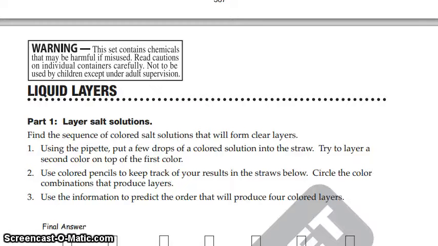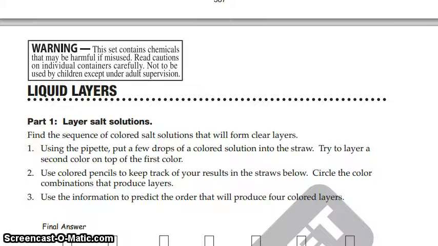Okay, our new topic in science is now going over density and convection. We already talked about radiation and conduction as types of heat transfer. Now we're going to go over convection as a type of heat transfer. And with convection, we also have to understand density in order to understand how convection is going to work.